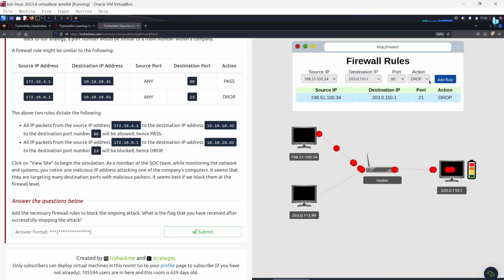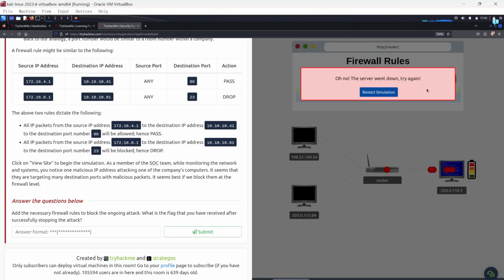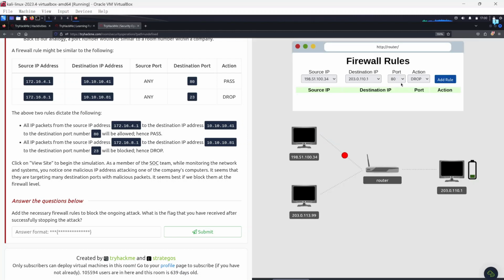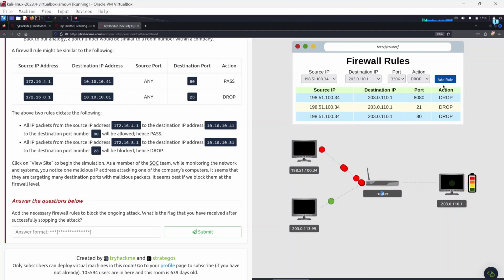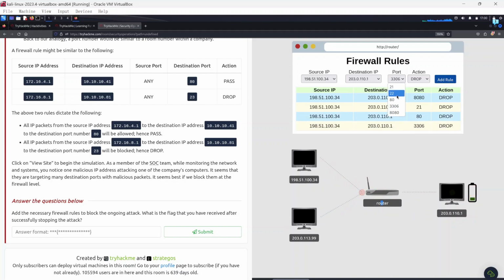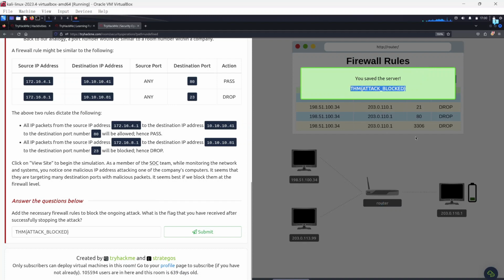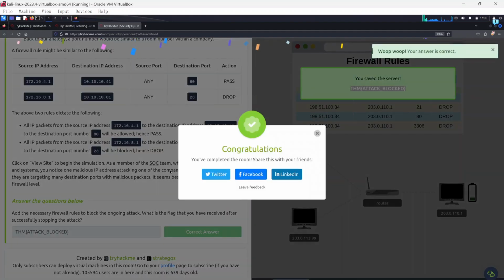Okay, port 80, and add the rule. Oh my god, let's start again. So what port exactly is this? That should be port 80. Okay, let's add all these rules: drop the 21, drop the 80, drop the 3306, drop. I just add all of them basically, and then there we go. This is just a simulation. I believe there's a faster way to probably do that. Now submit, that should be the correct answer for the last task here.